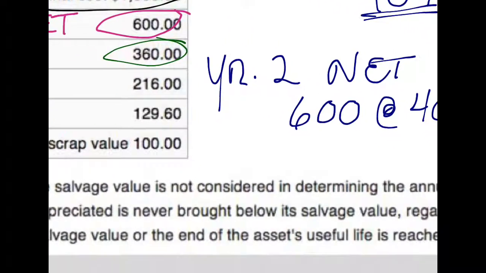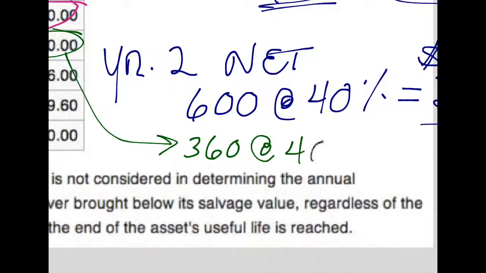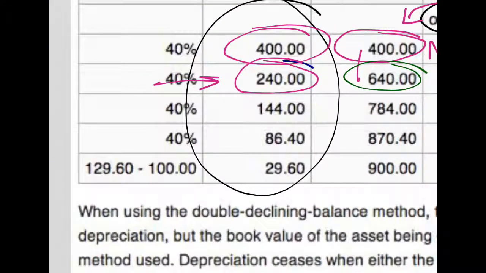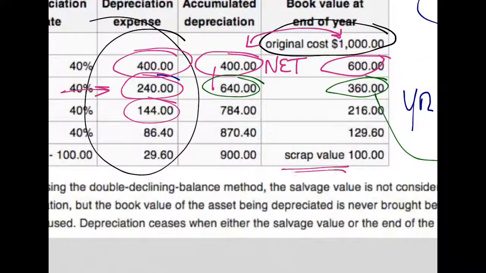And so in year three, we continue the same thing. We apply 40% to 360, and we get whatever that comes to in depreciation terms. And the chart here will show us that it is indeed 144. Cool. So what happens is we keep depreciating following this method until our depreciable base hits the salvage value amount, in this case $100, and then we stop.